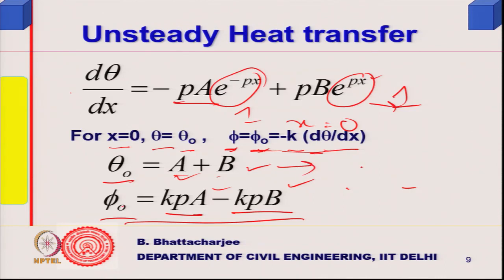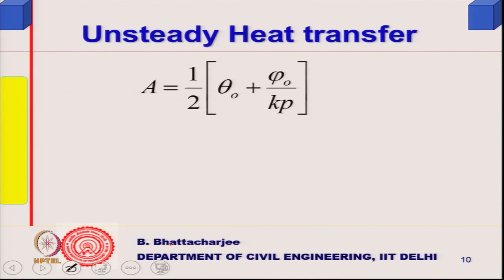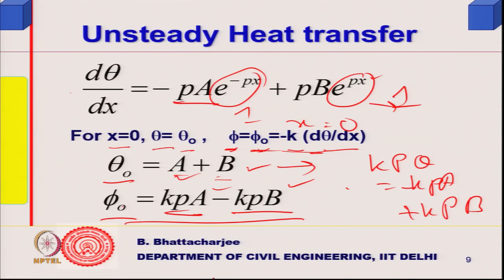And what will you do in that case? Multiply this by Kp. So Kp theta 0 will be equal to Kpa plus Kpb, and if I sum this up, this term will cancel out, and I will get A. Similarly, if I want to find B, what will I do? I will multiply this by minus Kpa and add this up. So I will get another equation from which I will get B, and A will get eliminated. That is what I am doing next.